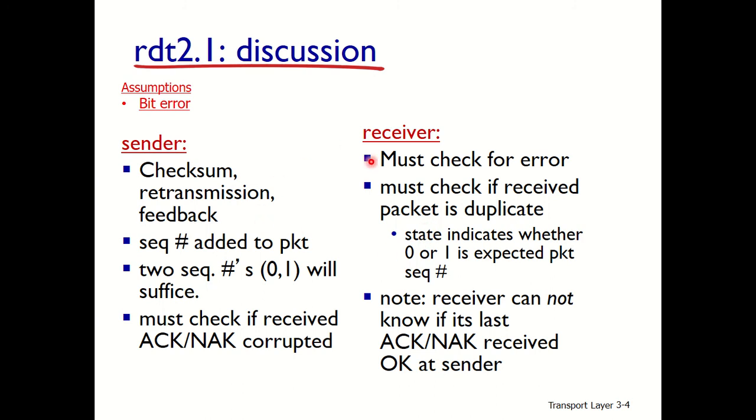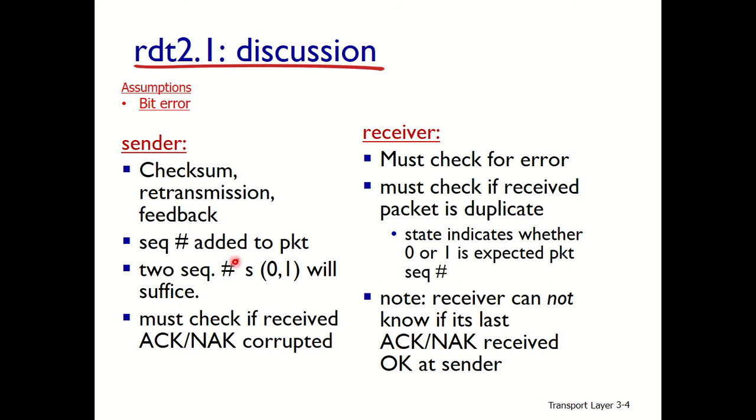Okay, so we have already discussed this RDT 2.1 protocol. If the packet is received and it is a duplicate, then through the sequence number the receiver can come to know that the packet is a duplicate. We have assumed that when the sender sends the data, it computes the checksum and uses the retransmission mechanism. The receiver sends the feedback, and with each data packet we attach the sequence number.